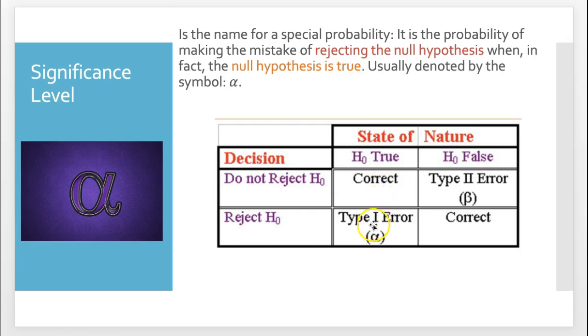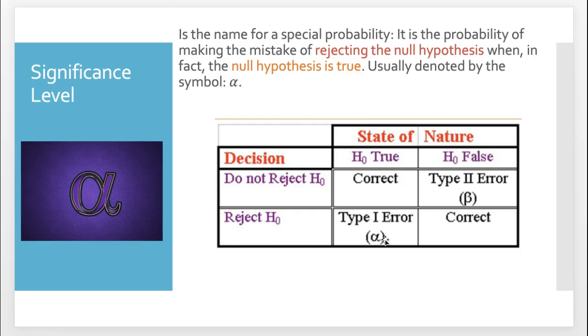Now, in this case here, we have the null is true, but we decide to reject the null hypothesis. So what this is saying is a defendant walks into the courtroom and they are innocent. But the jury, they see all the data, they see all the evidence, and they find the defendant guilty. So pretty much what happens here is that we have an innocent person that is being sent to jail, right?